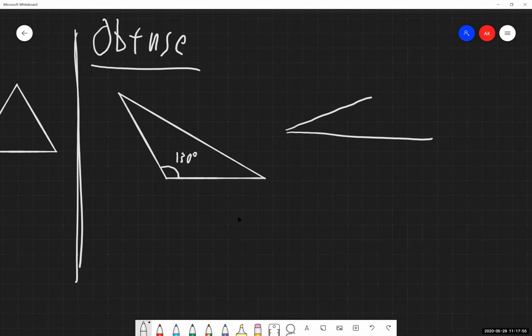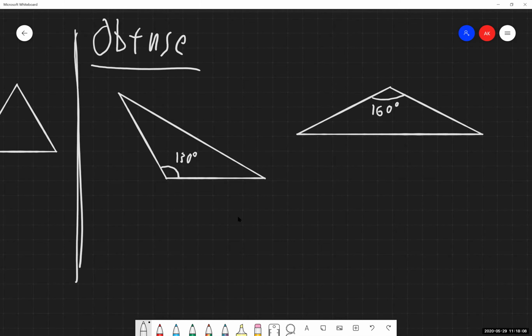Oops, that didn't show up too well because it doesn't like to do that. We could say, oh, this thing is 160 degrees. And then if we're asked to classify this triangle, based on that property, this is obtuse.